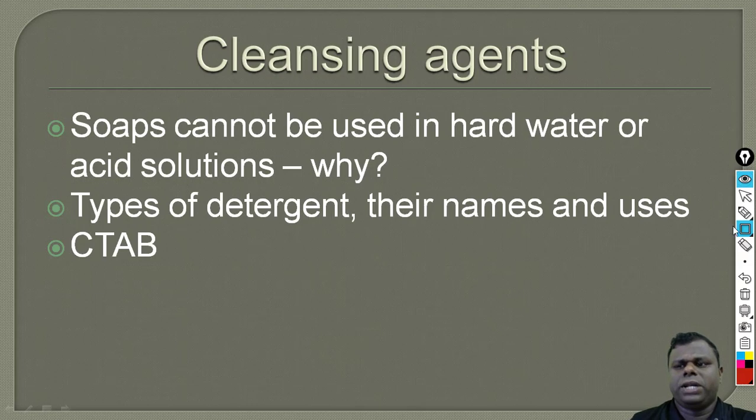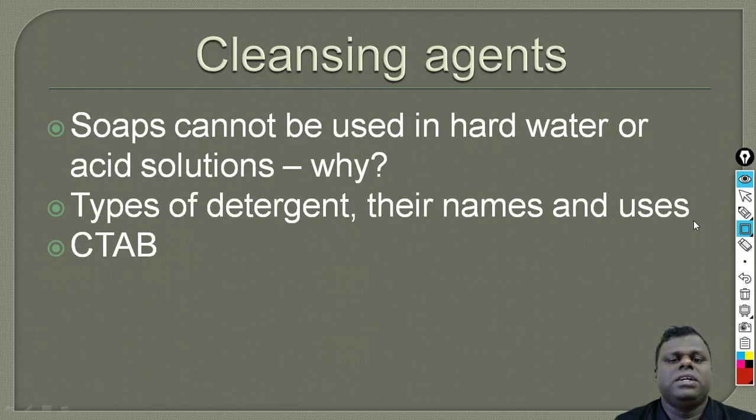Now comes the important part, the last part of the chapter, that is cleansing agents, soaps and detergents. You should know what soaps are, what detergents are, and what saponification is: alkaline hydrolysis of oil and fat to produce a soap. Soaps cannot be used in hard water because they get precipitated, and they cannot be used in acid solution because they get converted into insoluble carboxylic acids. Also the different types of detergents, their names and their uses.